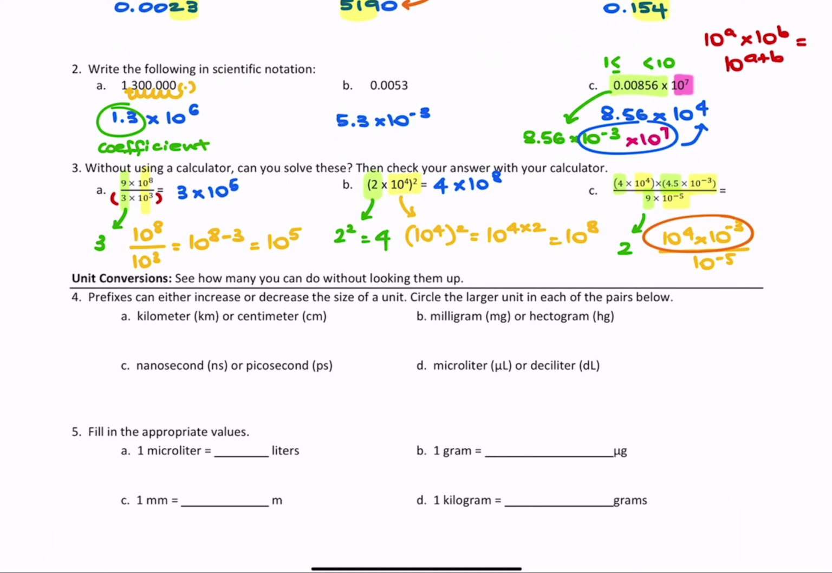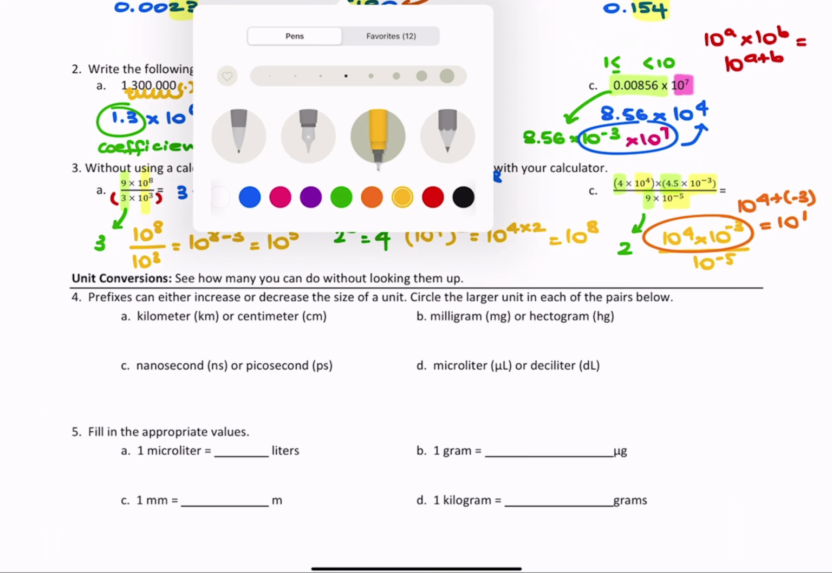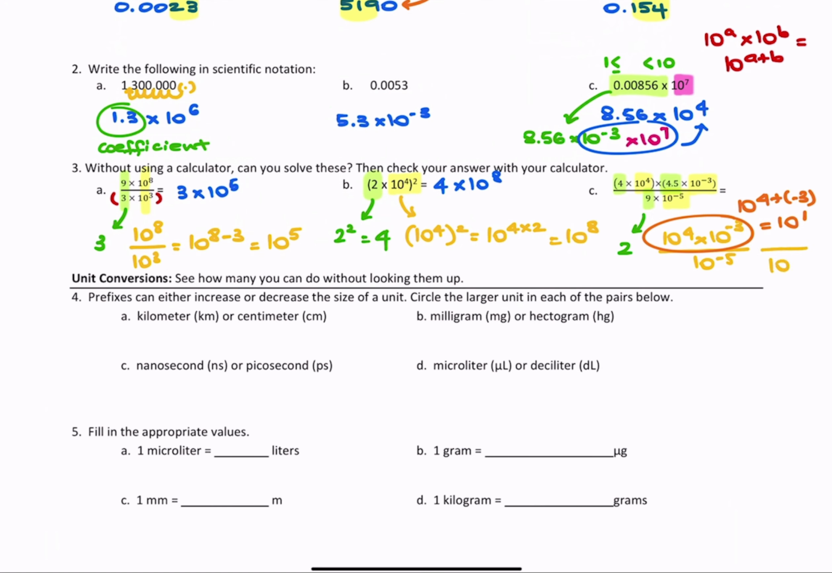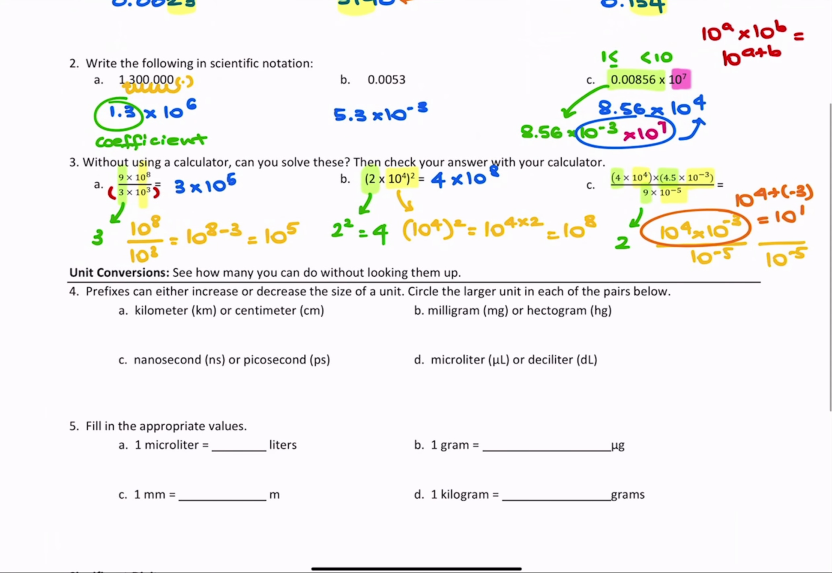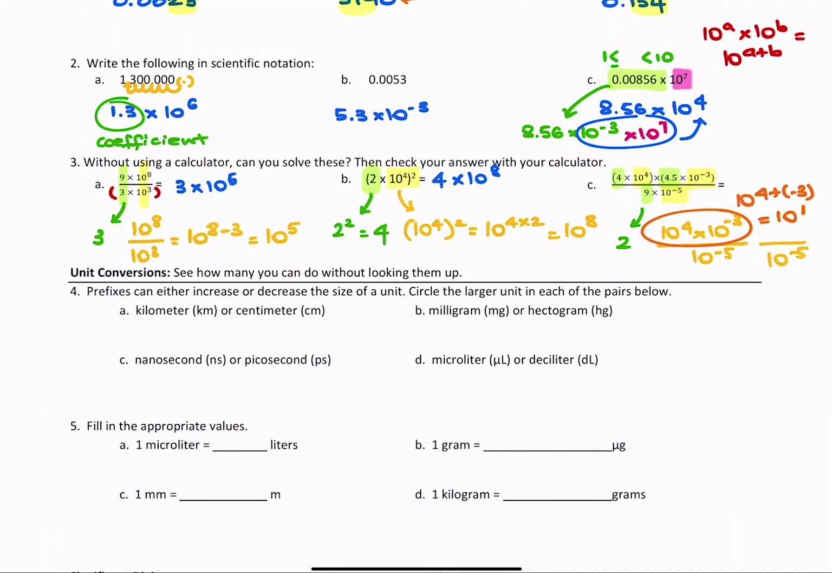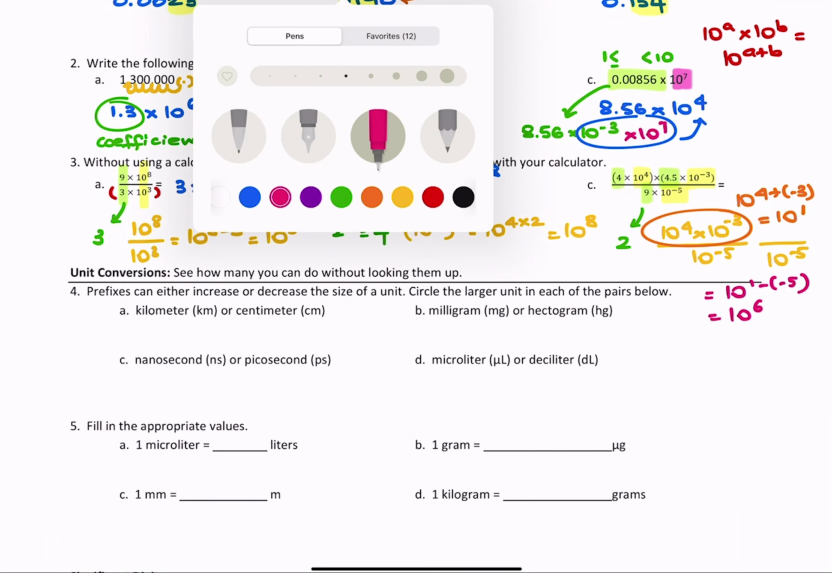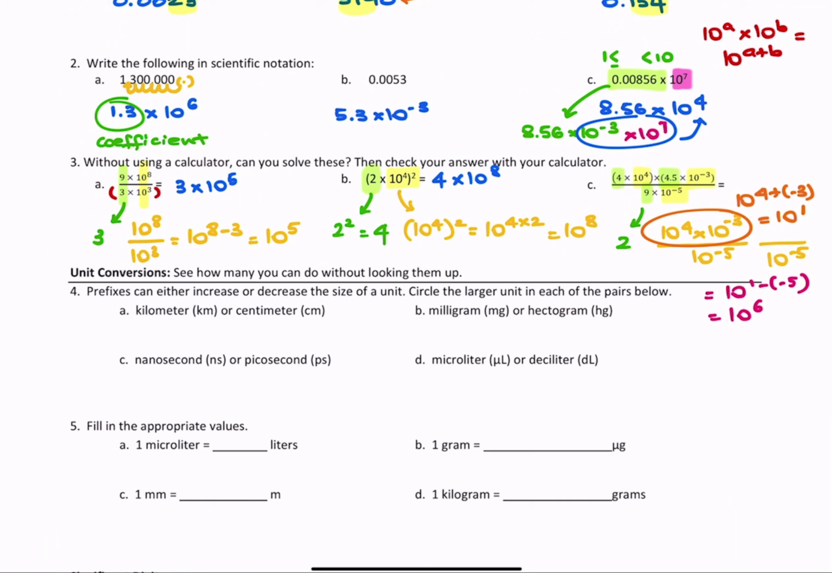This part here is 10 to the 4th plus minus 3, so it's 10 to the 1, over 10 to the negative 5. In order to do this, what will I do? Then it's going to be equal 10 to the 1 minus 5 equal 10 to the 6. Therefore, my answer, and you can check with your calculator, will be 2 times 10 to the 6.